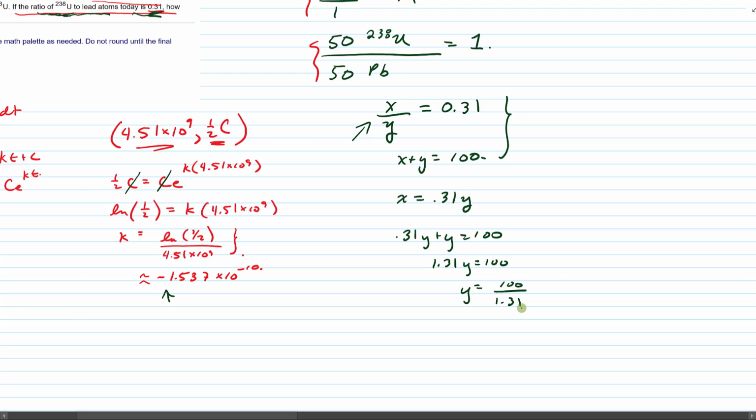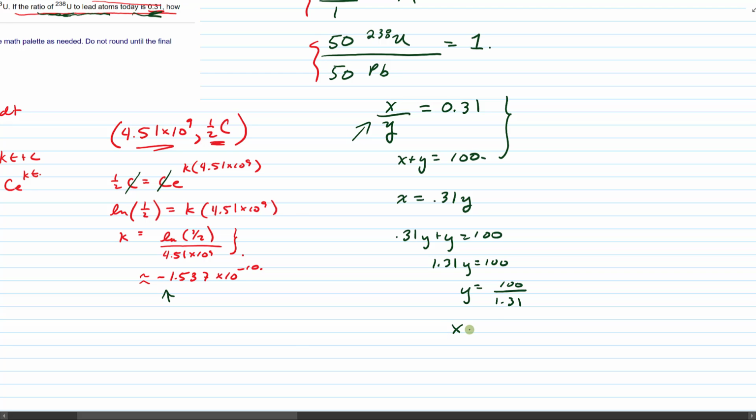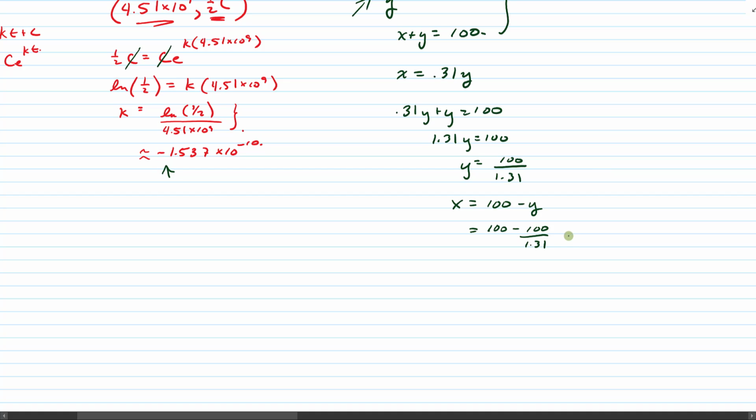And then the next thing I want to do is, well, that tells me how many parts of lead I have, but what I'm really after is how many parts of uranium-238 I have. So X is equal to 100 minus Y. So X is equal to 100 minus 100 over 1.31. And so that gives me parts of U-238.